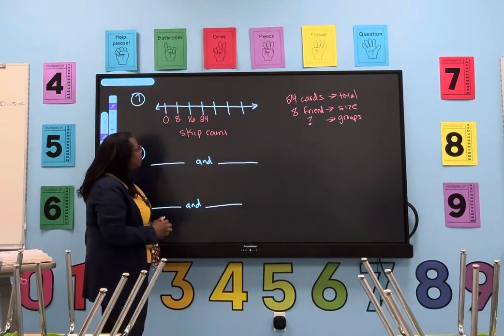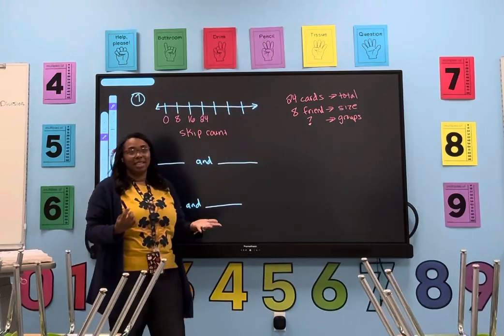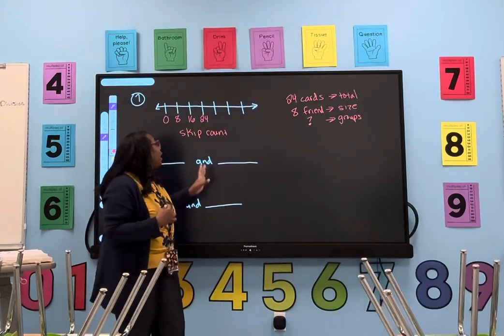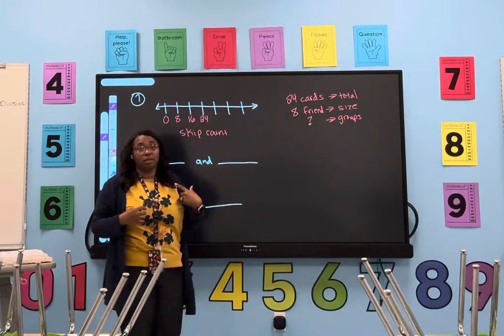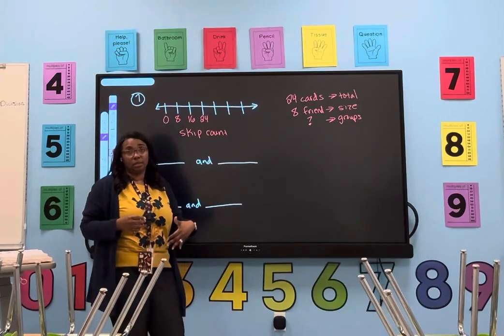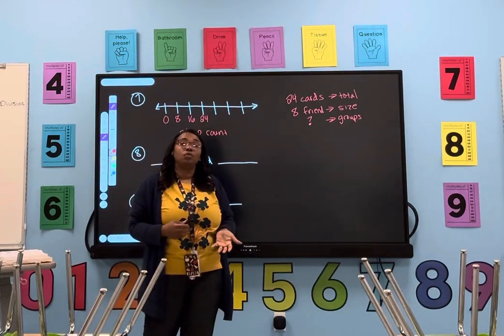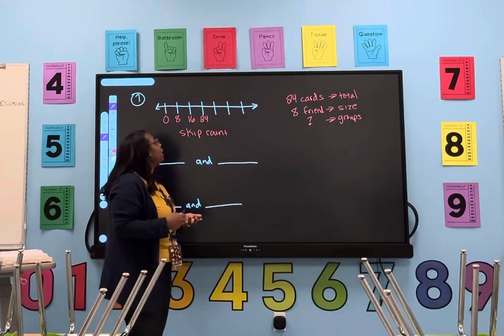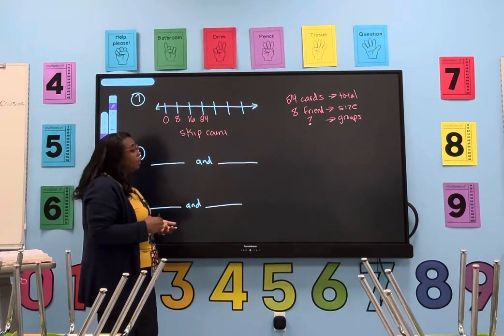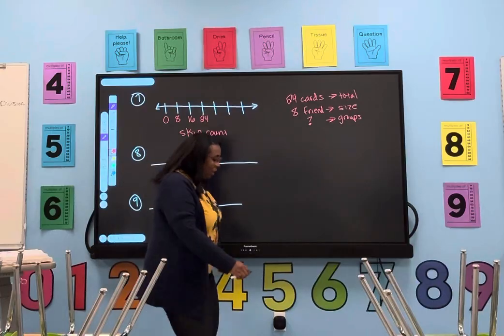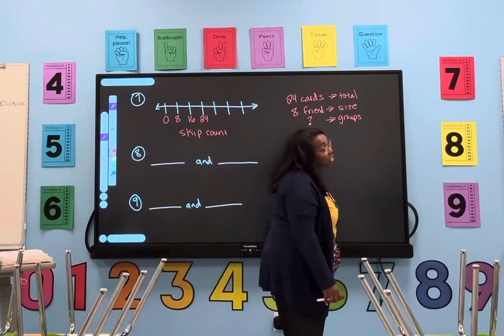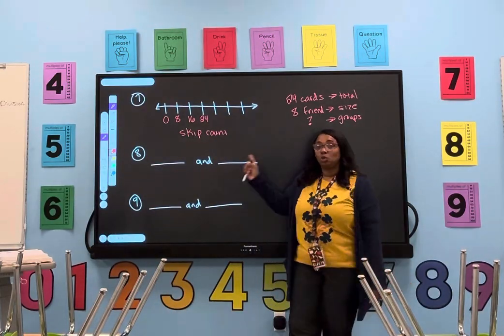Okay, now pay attention. I know that each friend got 8, so I skip counted by 8s. The total amount that I have is 24. So that means I'm gonna jump now. So we're gonna do some jumping, and we're gonna see how many jumps we need to get to 24.